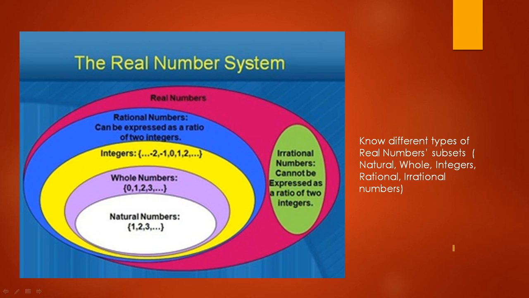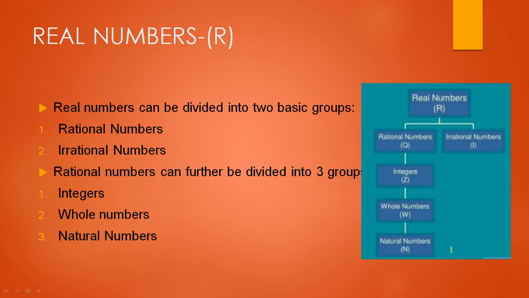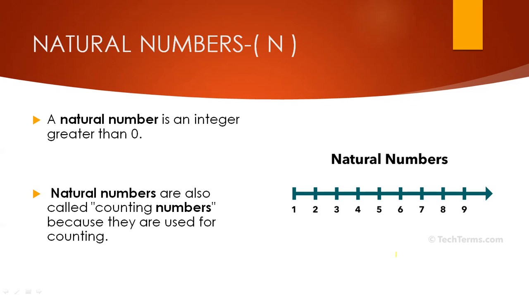In this video, you will learn about the real number system, how we can classify all the numbers into different types. We can classify it first into two types, rational numbers and irrational numbers. Rational numbers are further divided into three more types: integers, whole numbers and natural numbers. Let's first meet the natural numbers.